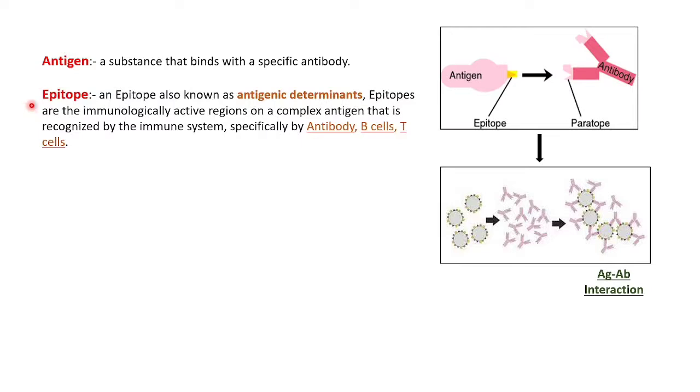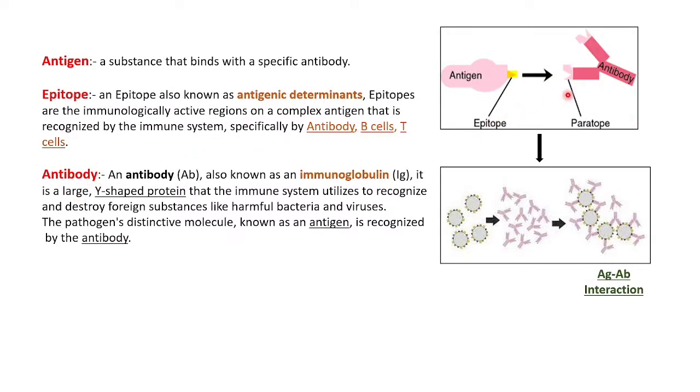Now let's see the epitope. An epitope is also known as antigenic determinant. In this diagram, this is the epitope which is bound with the antigen. Epitopes are the immunologically active region on a complex antigen that is recognized by the immune system, specifically by antibodies, B cells and T cells.